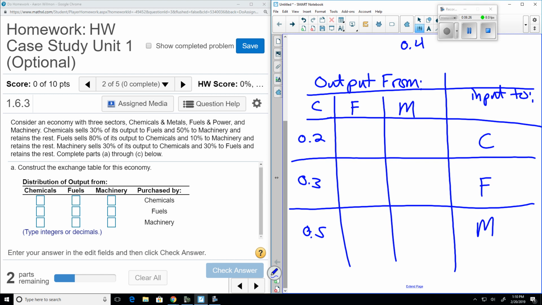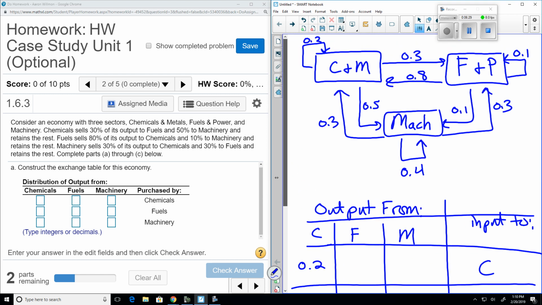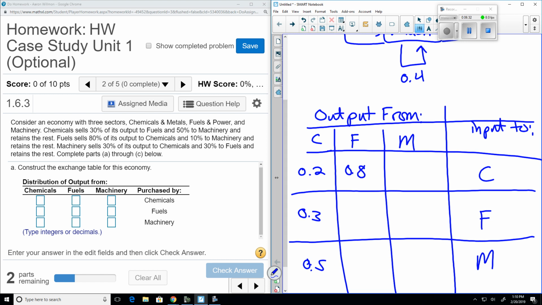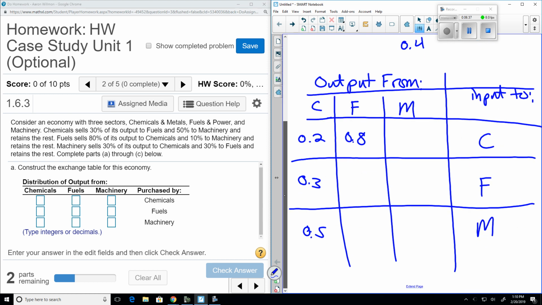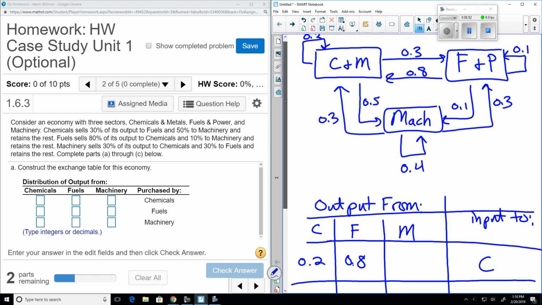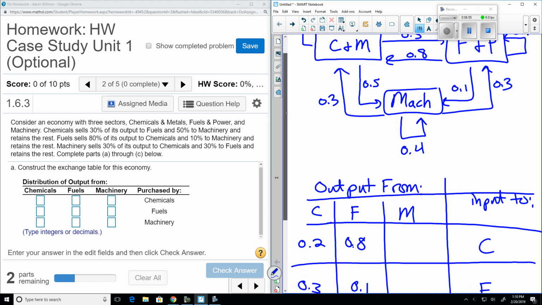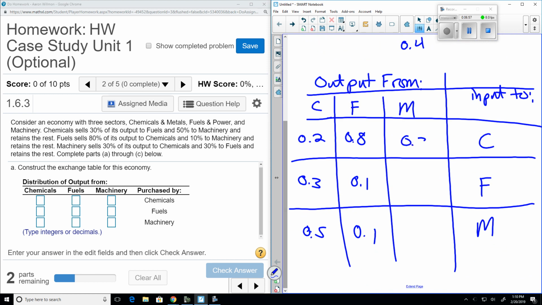And then fuels, 80% to chemicals, and 10% to machinery, and then it retains the rest, which would be the other 10% that's left over. And then machinery, 30%, 30%, and then it retains the rest. So that's how I'm going to fill out this table.